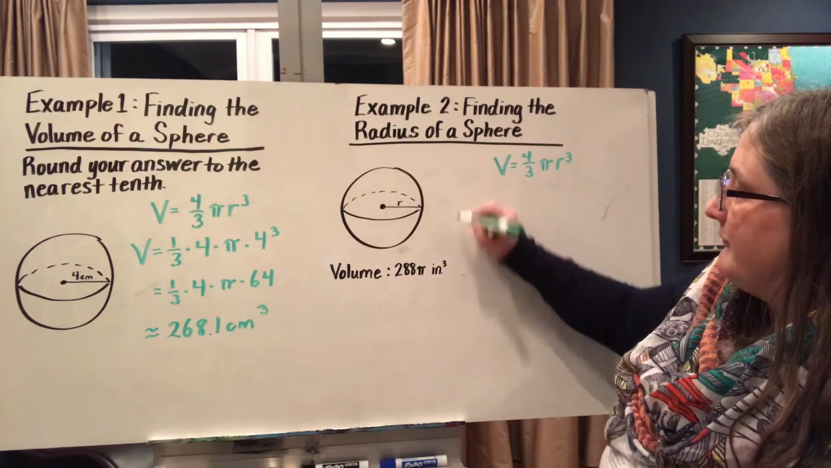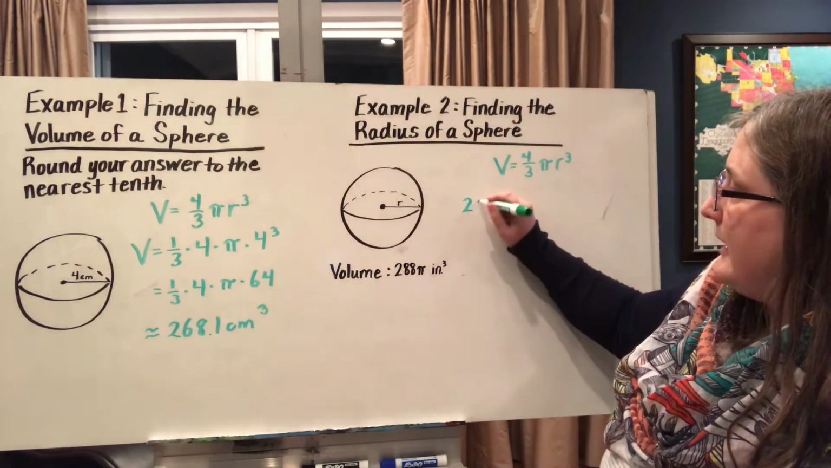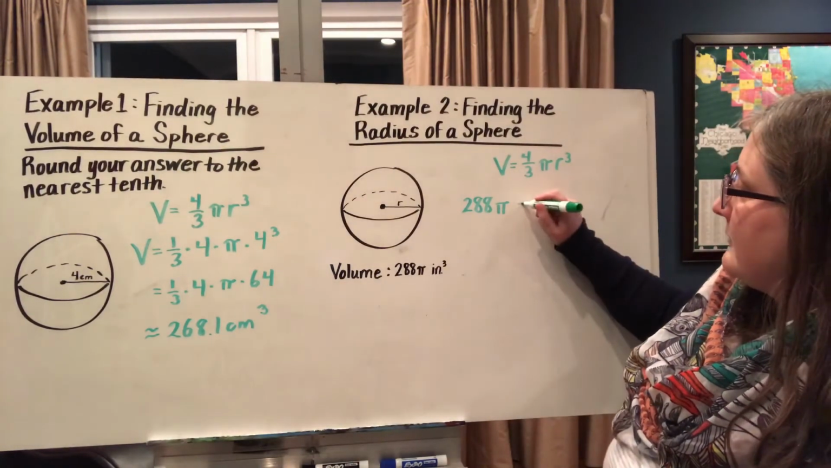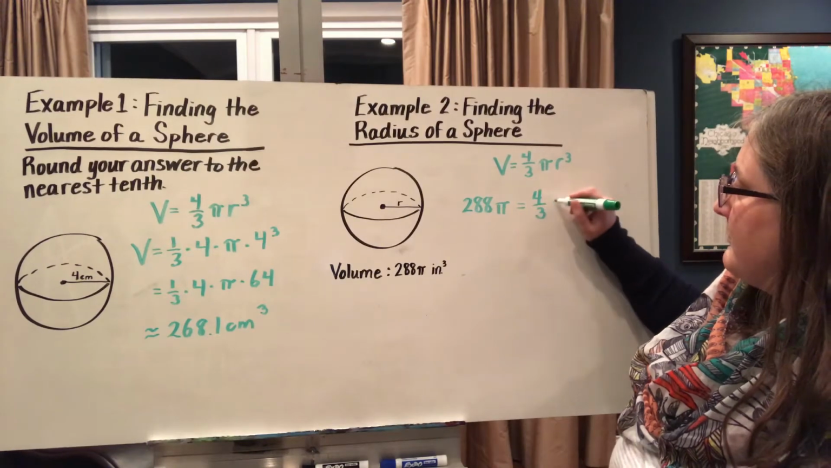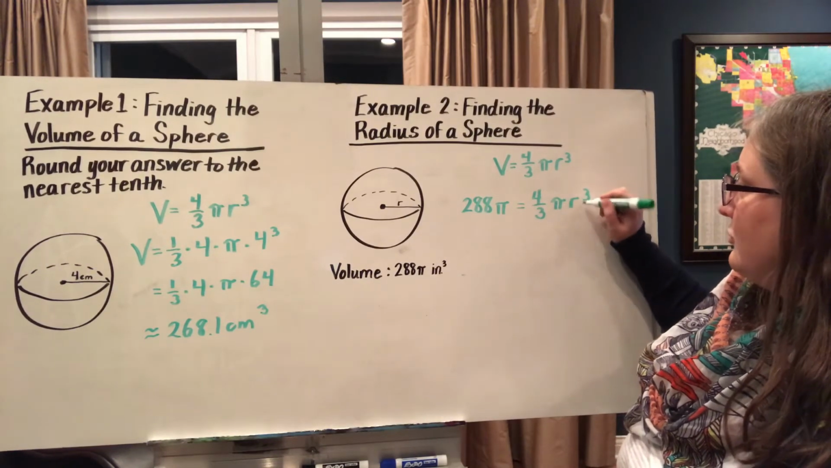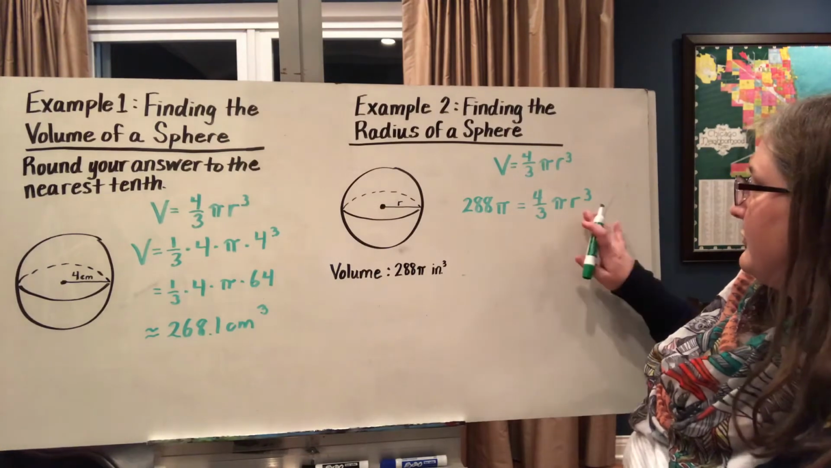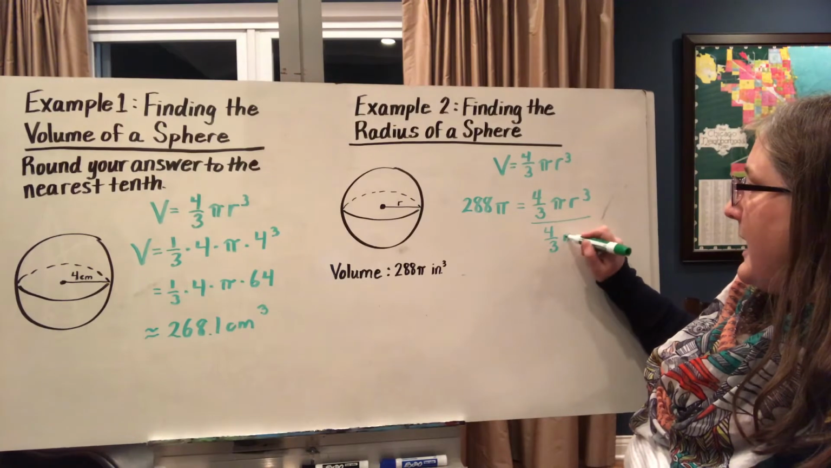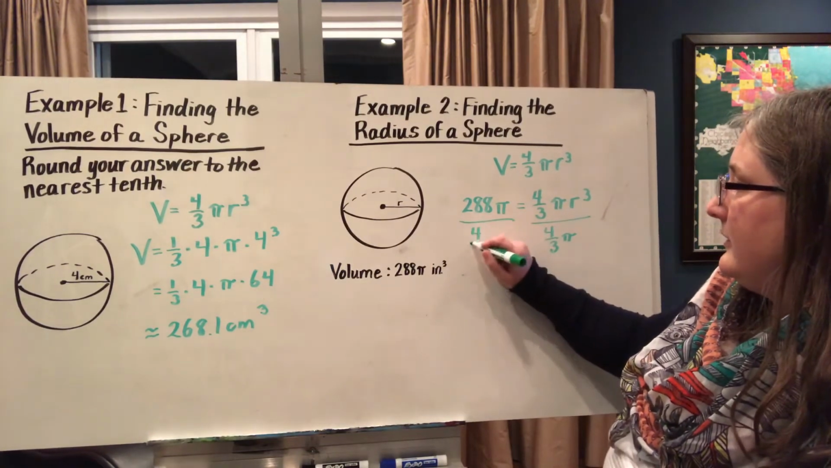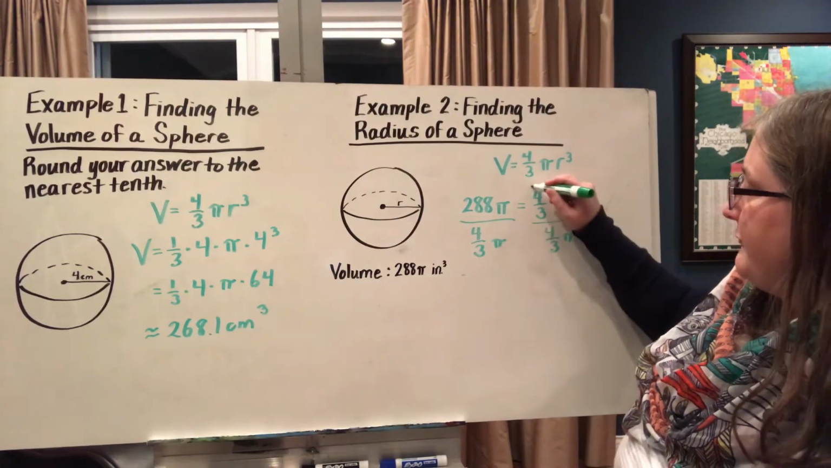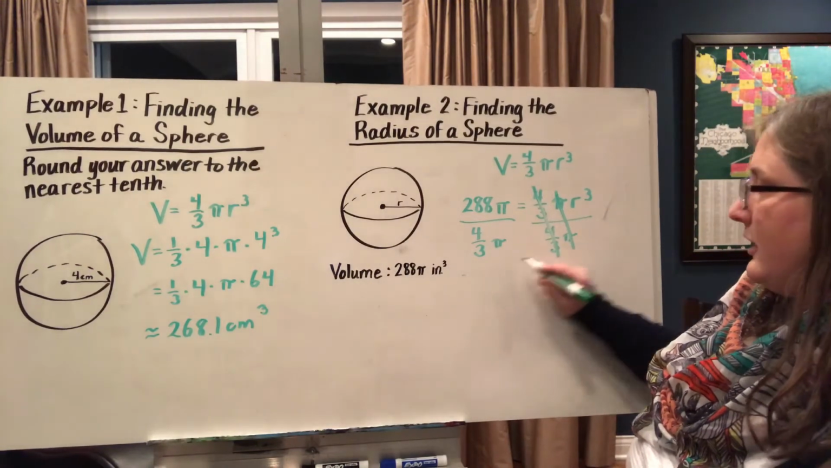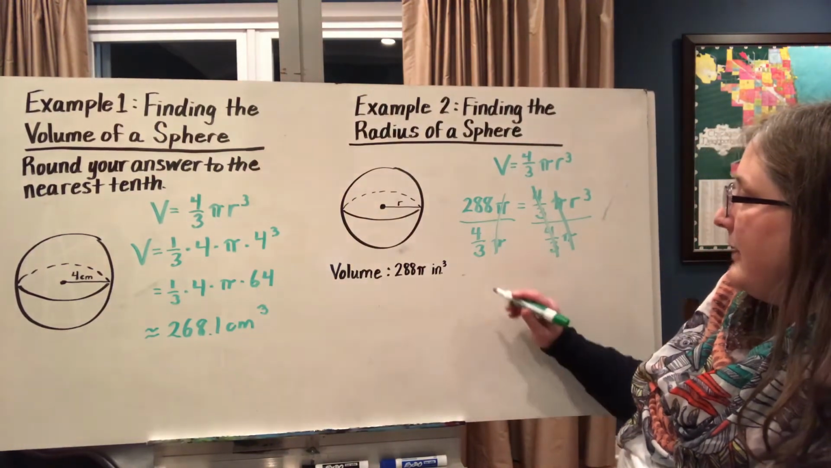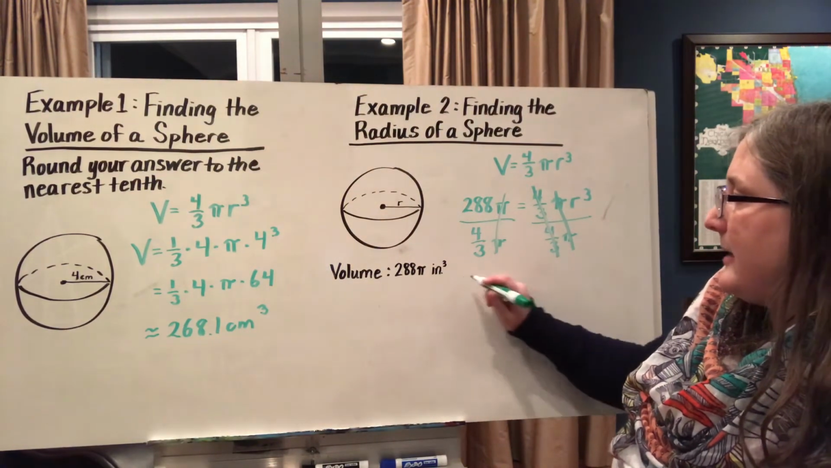Now in this problem, we're being asked to find the missing radius. So in order to find the radius, I'm going to plug 288 times pi in for my volume, and that's going to equal 4/3 times pi times radius cubed. Now what I'm going to do here to get the radius part by itself is divide each side by 4/3 times pi. Now the 4/3 will cancel here, the pi will cancel here, and on this side the pi will cancel also. Pi divided by pi will give me 1. So I'm left with 288 divided by 4/3.